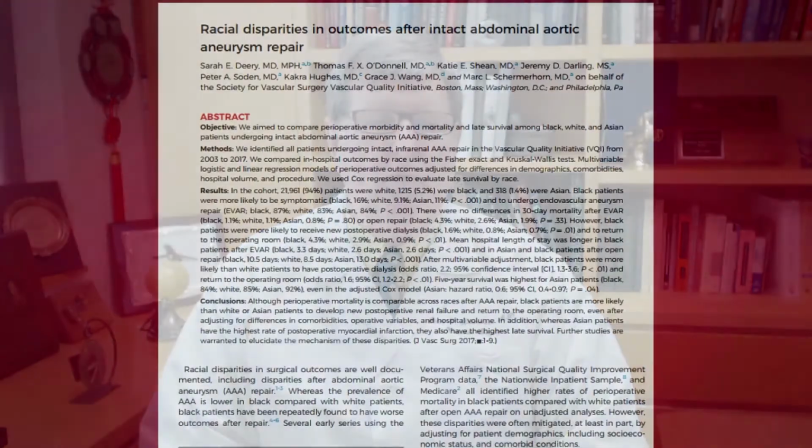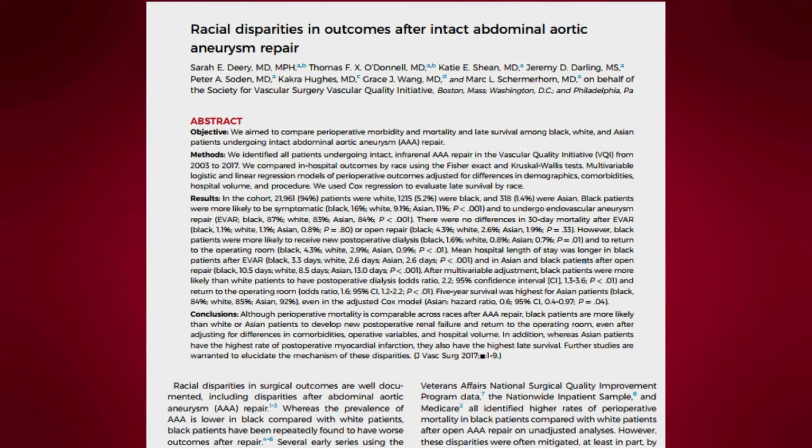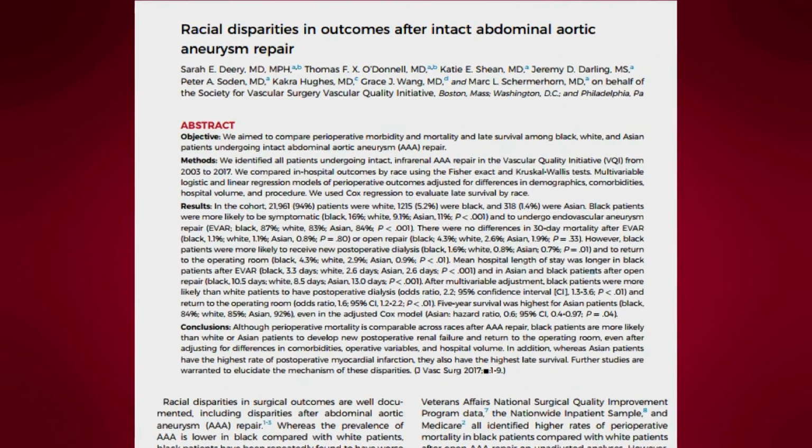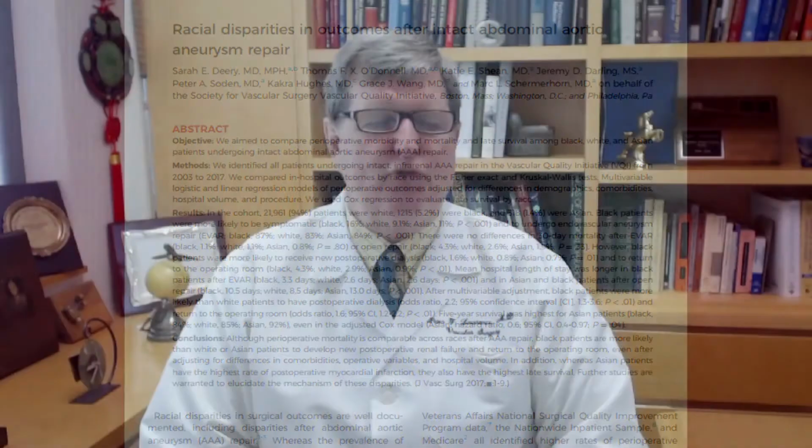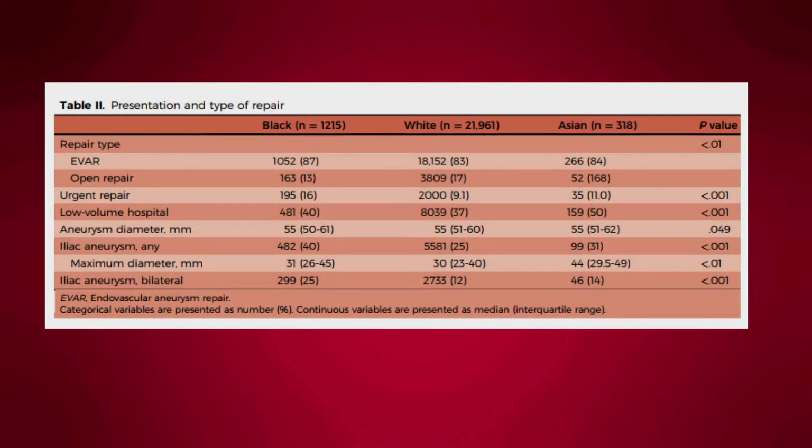The next paper, Racial Disparities in Outcomes Following Intact Abdominal Aortic Aneurysm Repair, by Deary et al., is a Vascular Quality Initiative paper of 22,000 patients who underwent an elective aneurysm repair, a AAA repair, using both endo and open techniques from 2003 to 2017. Black patients were more likely to be symptomatic and undergo an endovascular aneurysm repair. There were no differences in 30-day mortality after EVAR or open repair.